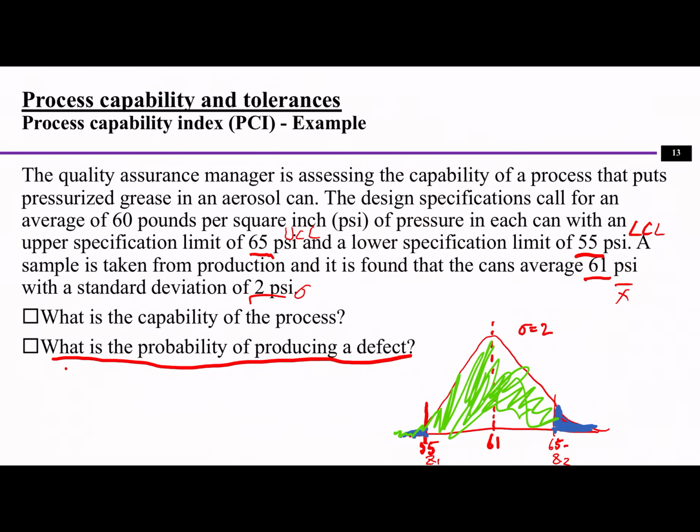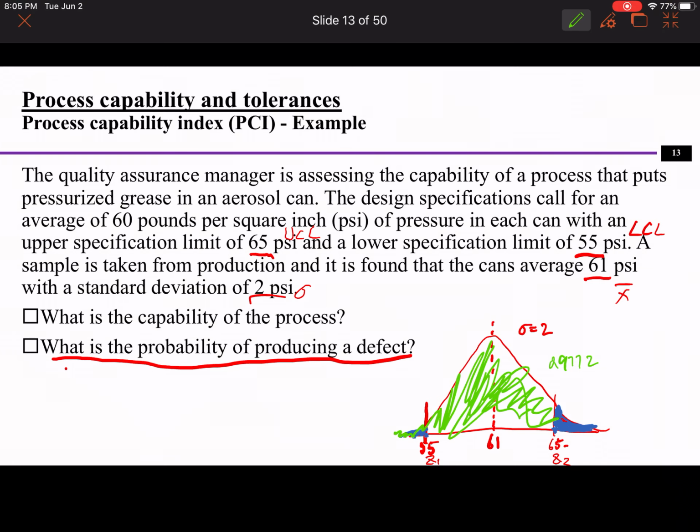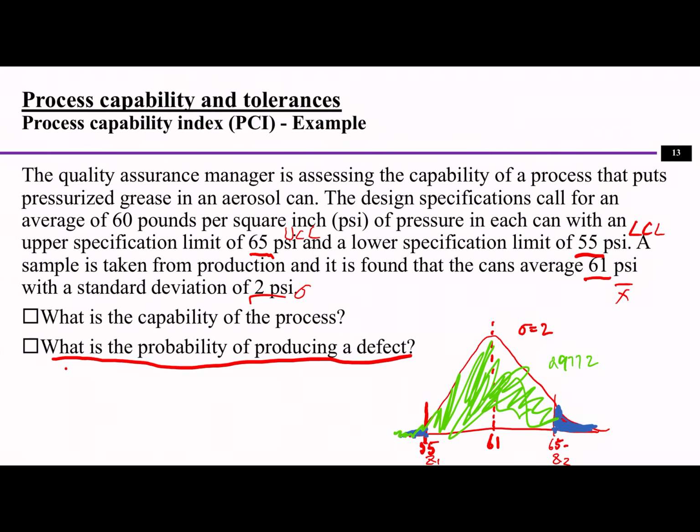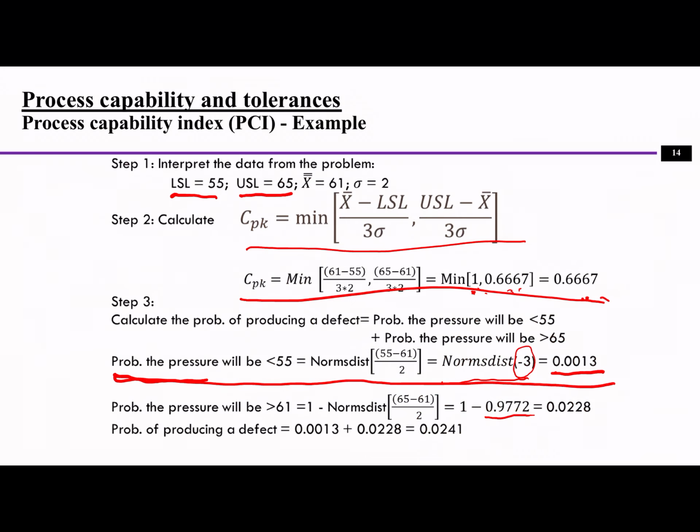So this is 0.9772, including the blue part, the left blue part and this part. So that's the point. If you want to know the right blue part, how do we find it? We just use 1 minus 0.9772. Then we can get the right blue part's probability. So that's why I use 1 minus, and then we get 0.0228.